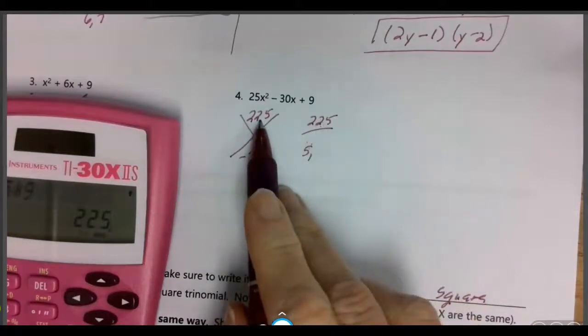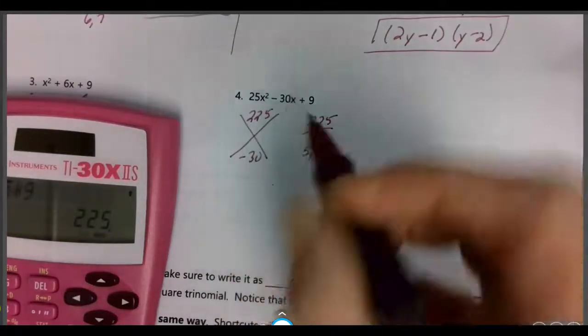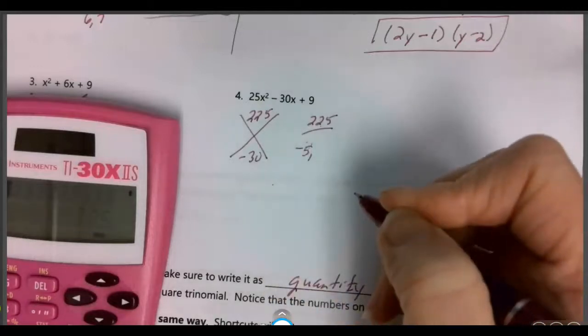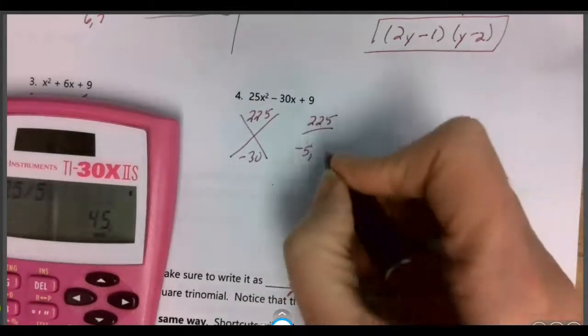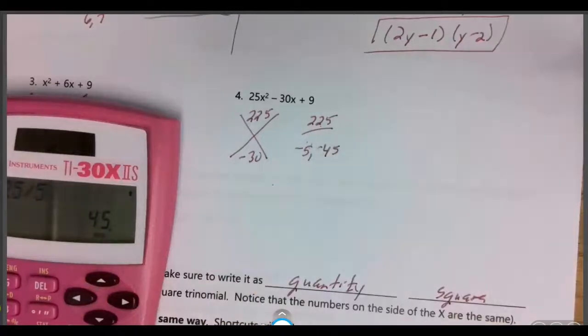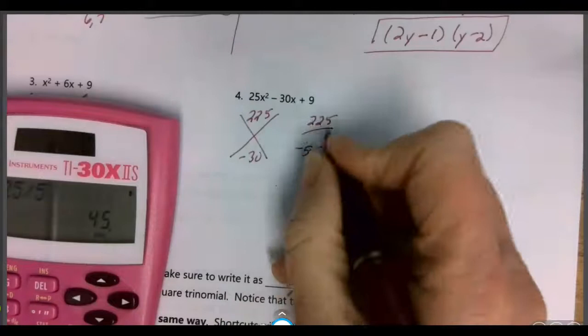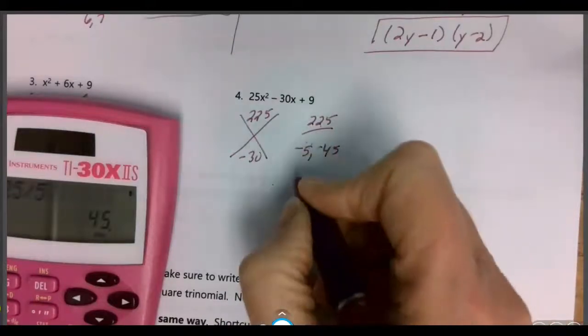If this is positive, my signs are the same. They're the same as B. So they're both going to be negative. 225 divided by 5 is 45. Negative 45 when added is 50. Okay, nope, that's not going to happen. Let's get them to be closer together. So let's go up. Does 10 go in? No. Does 15 go in?